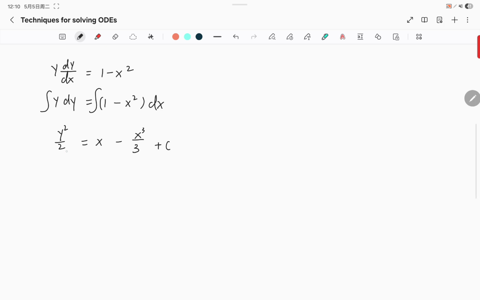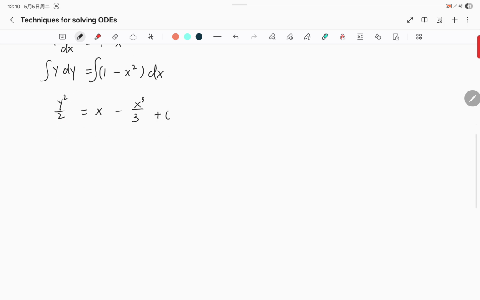Now we can get rid of this 2 by multiplying the whole equation by 2. So we have y squared is equal to 2x minus 2 over 3 x cubed plus c1. You know what? This is c1, this is c2. We don't need to do 2c because c is constant. A constant times 2 is still a constant. So we're going to leave it as c, but we can make it better by labeling it as c1 or c2. So here we say c2.